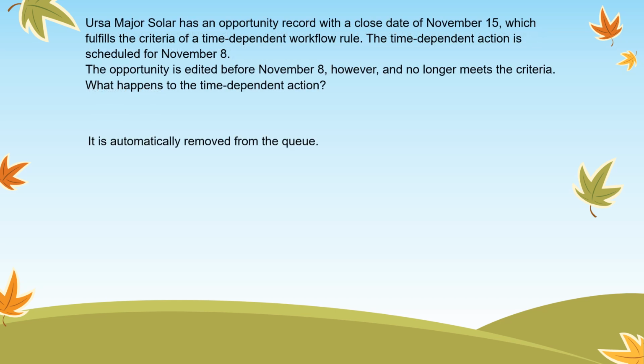Ursa Major Solar has an opportunity record with a close date of November 15th, which fulfills the criteria for the time-dependent workflow rule. The time-dependent action is scheduled for November 8th. The opportunity is edited before November 8th, however, no longer meets the criteria. What happens to the time-dependent action? It is automatically moved from the queue.